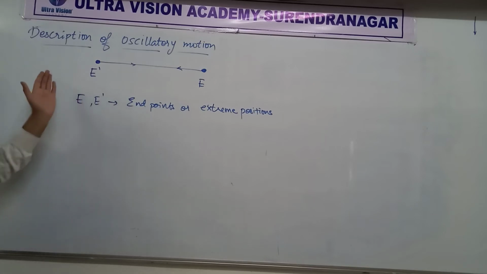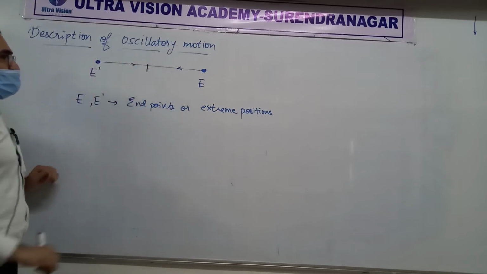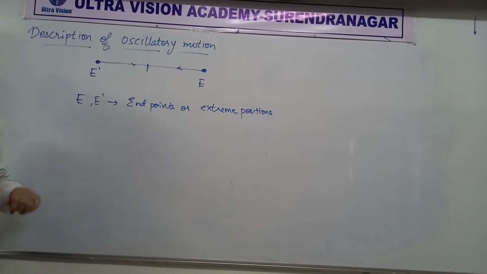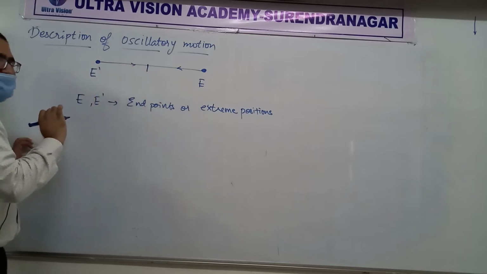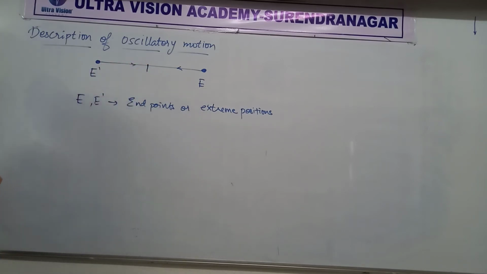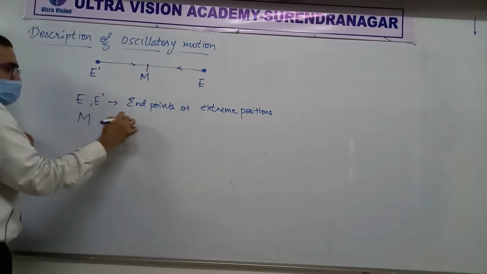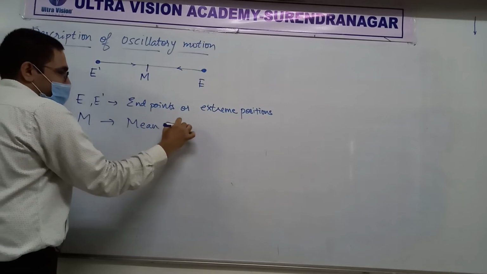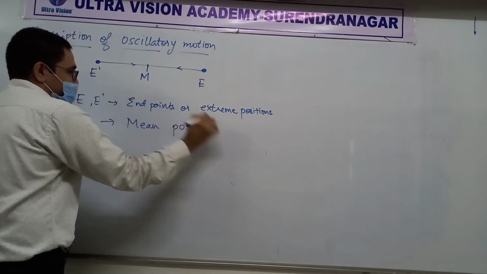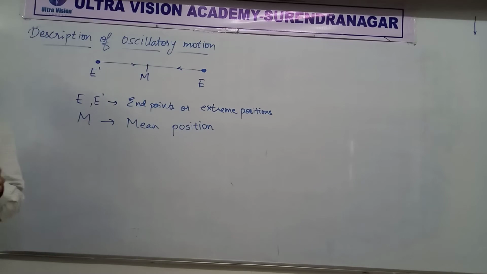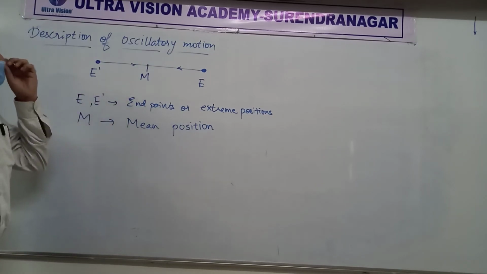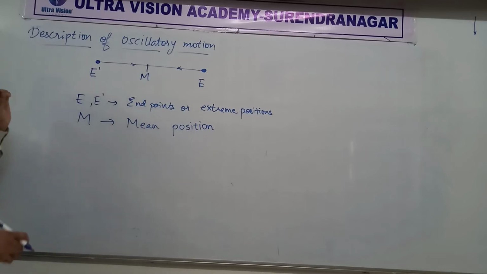Between these two, there will be one point here, right? Which would be the midpoint of both of these. We can call that the mean position. What do we call it? Mean position. Mean means average, at the center. Okay, mean position. Then there are some very simple things to understand.